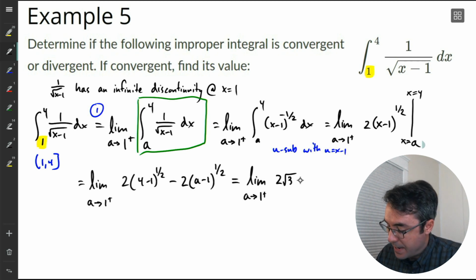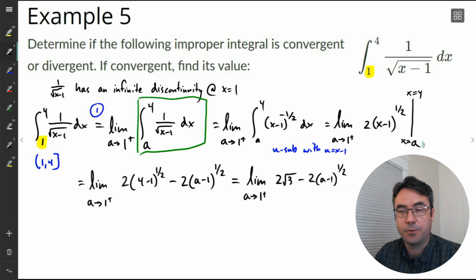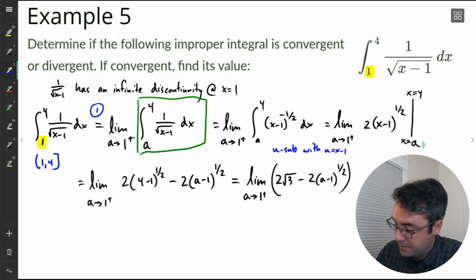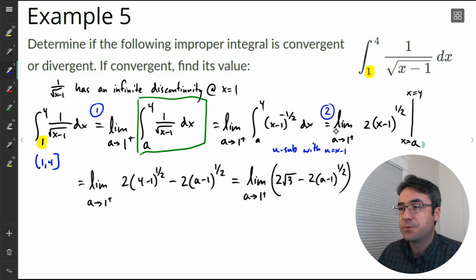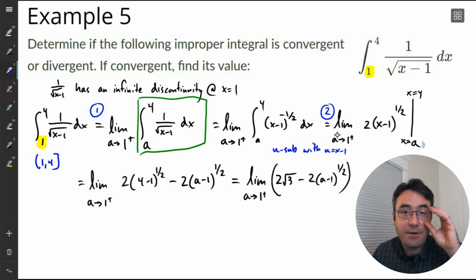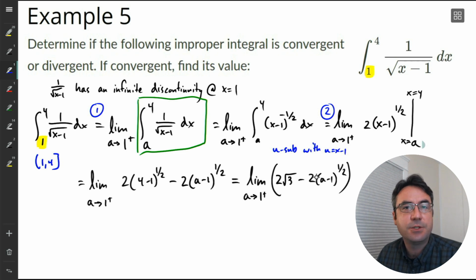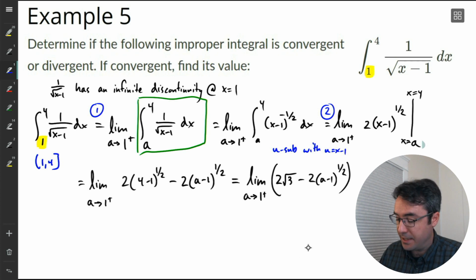And then we have minus 2 times a minus 1 raised to the 1/2 power. We'll just leave that alone. All right, so this is what we want to calculate the limit of. So all of this work was really just evaluating our definite integral, just like we normally would. Find the antiderivative, plug in like you normally would, simplify just like you would. So now the last step here is to calculate this limit.